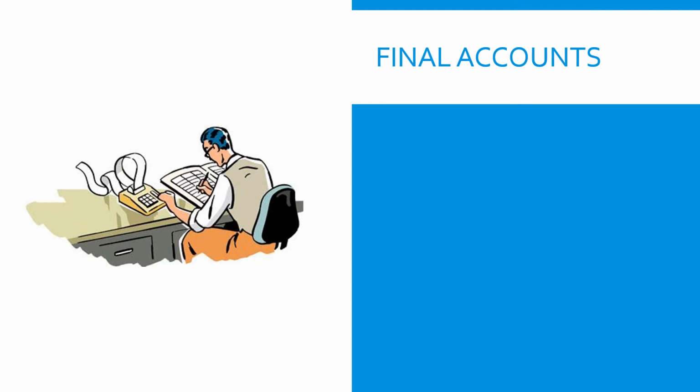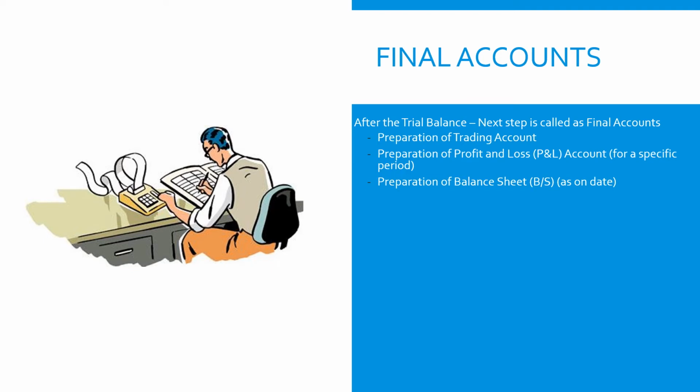After the trial balance is prepared, what is the next level? When the trial balance is complete, the next level of accounting work for that journal entry is called the final accounts, or the preparation of the final accounts. This involves preparing your trading account, your profit and loss account, and the balance sheet.